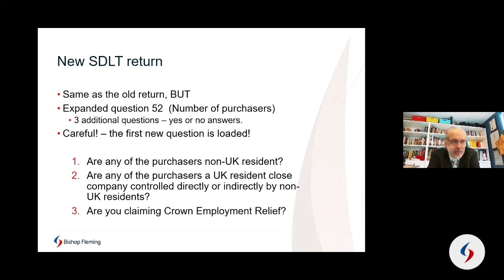Right, we're on the final straight now. We have a new stamp duty land tax return, same as the old return, but we've got an expanded question 52 to deal with this non-resident issue. Question 52, right back at the end. This is where we actually deal with a number of purchases. How many purchases do we have? And in amongst that, there are 3 additional questions, easily overlooked.